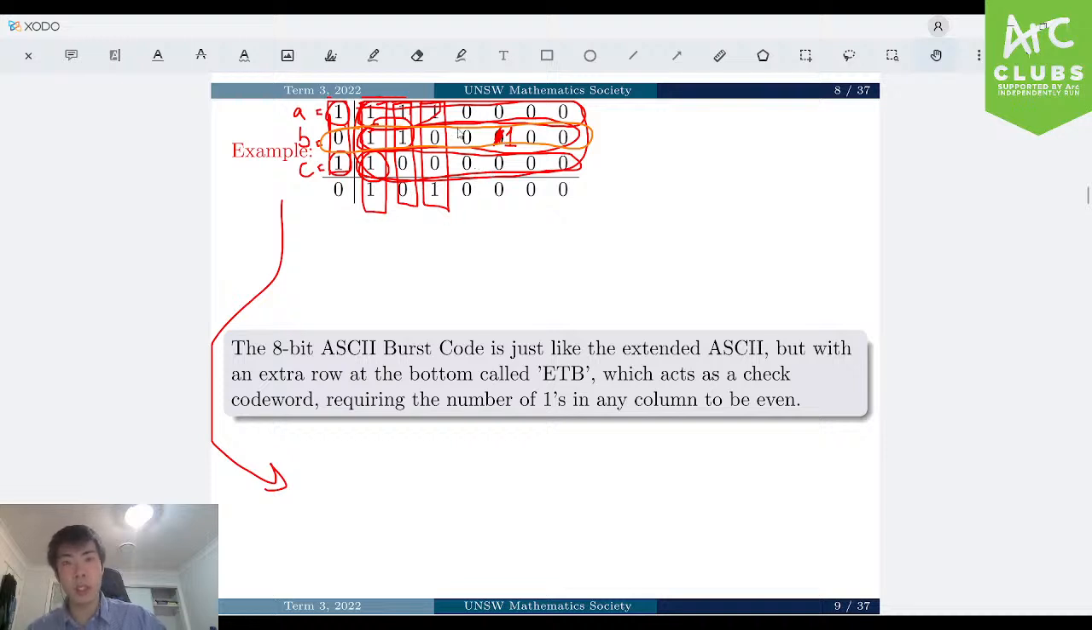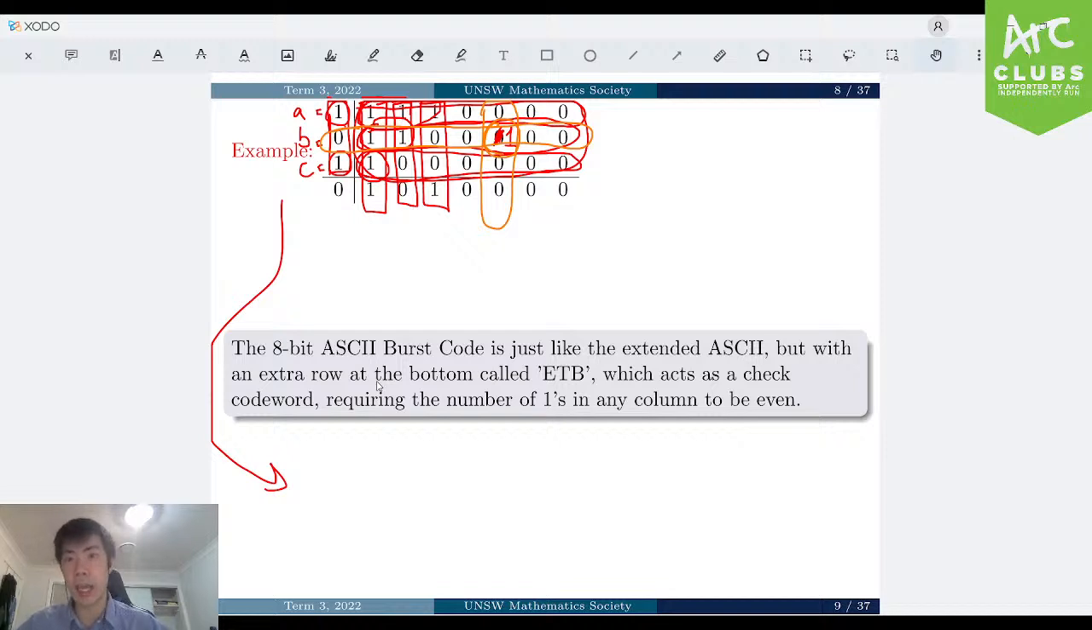And furthermore, I would also know that there's an error in this column. Why is that? Well, again, we should have an even number of 1s in every row and every column. Here, we have an odd number of 1s in this column. And so, by looking at the number of 1s in the rows and the columns, we have deduced that there must be an error exactly here, the intersection between this column and this row. So the 8-bit ASCII burst code now allows us to not only detect there being an error, we can also correct an error.